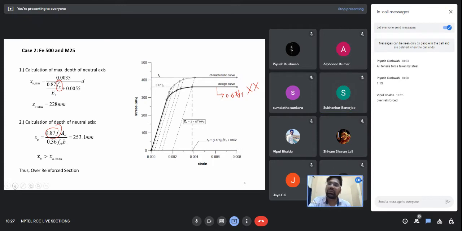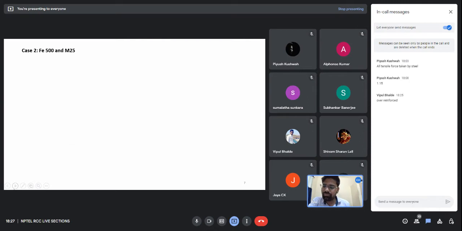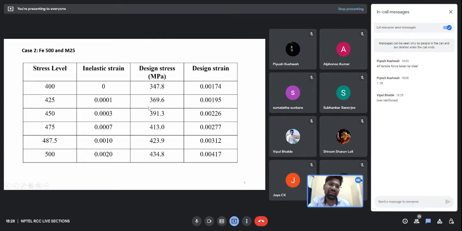Yes, sir. Okay, fine. So for over reinforced, we need to calculate the actual stress value. For calculating the actual stress value, we need to find the fst. What will assist you are the various inelastic strains and the design strains, which will be given in the question only. So if your section is over reinforced, you will need to calculate the design stress values. So how will we calculate it?